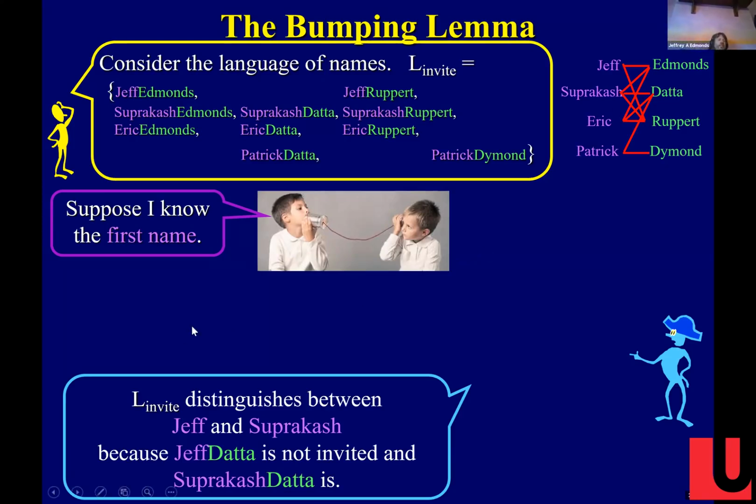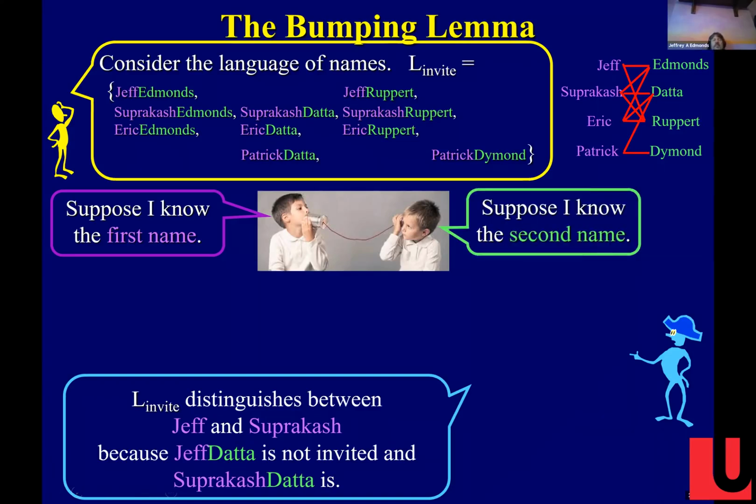So here the problem's going to be, there's two boys and they look like twins. The first guy knows the first name and the second guy knows the second name. All right. And together they have to decide whether the name is a good name, right? If it's Jeff Edmonds, they say yes. If it's Jeff Data, they want to say no. But one knows the first name and one knows the second name.